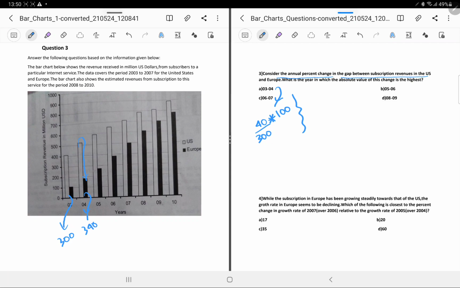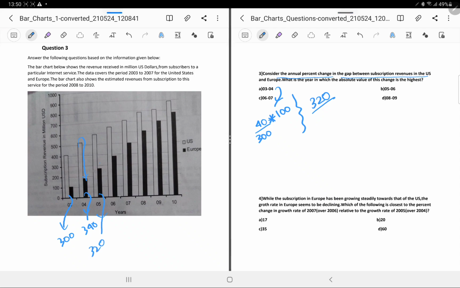Now let's try to see for 05-06. So this is roundabout, let's try and see this. This would be 270 and this is 270. So this is 100. Roundabout, this is 30 plus 90, so 120, and 120 plus 200 would be 320. So this is 320 by, what is the initial one? For 05, it was 270. So this is 320.